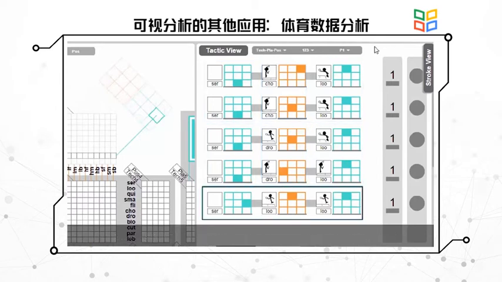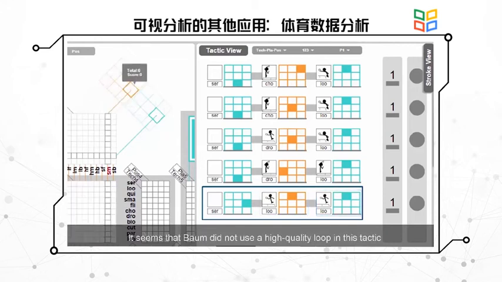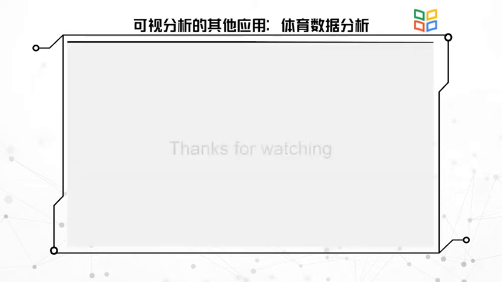In the last tactic, one served the ball to the half-long area. It was not a good serve, and Bomb then returned with loop successfully. Nevertheless, one returned with loop and won finally. It seems that Bomb didn't use a high-quality loop in this tactic.